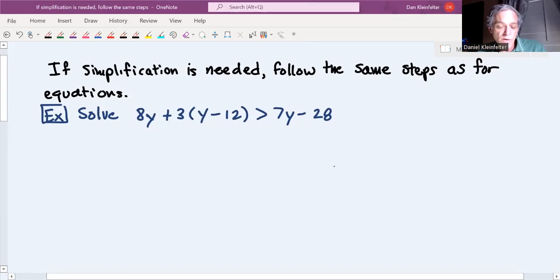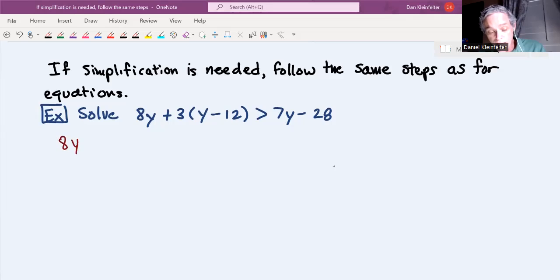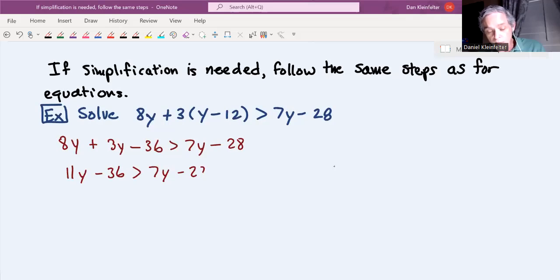Okay, so here for this one, we've got 8y plus 3 times (y minus 12) is greater than 7y minus 28. Our first step is going to be to distribute that 3. So we'll have 8y plus 3y minus 36. That's greater than 7y minus 28. Okay, then let's combine like terms. We'll have 11y minus 36 greater than 7y minus 28. So now for this one, we're going to need to collect the variables onto one side. So I'm going to collect them on the left side. So we'll be subtracting 7y from both sides.